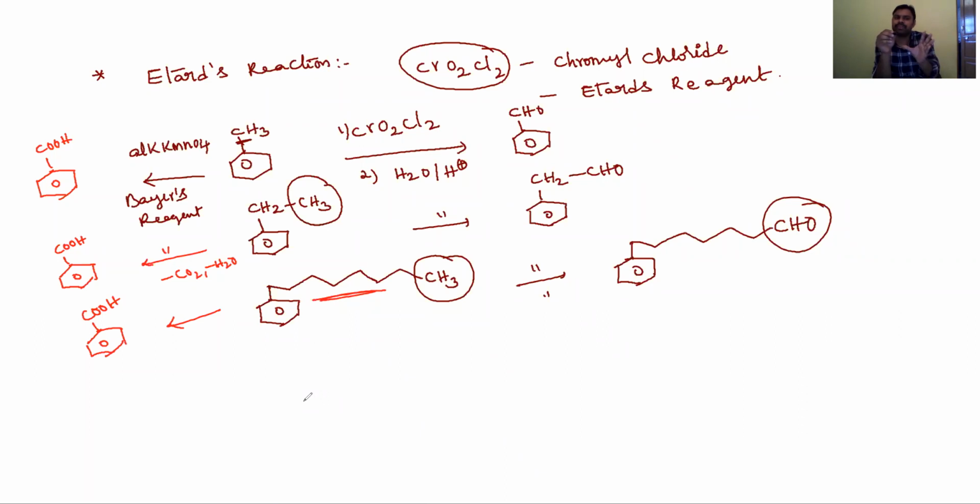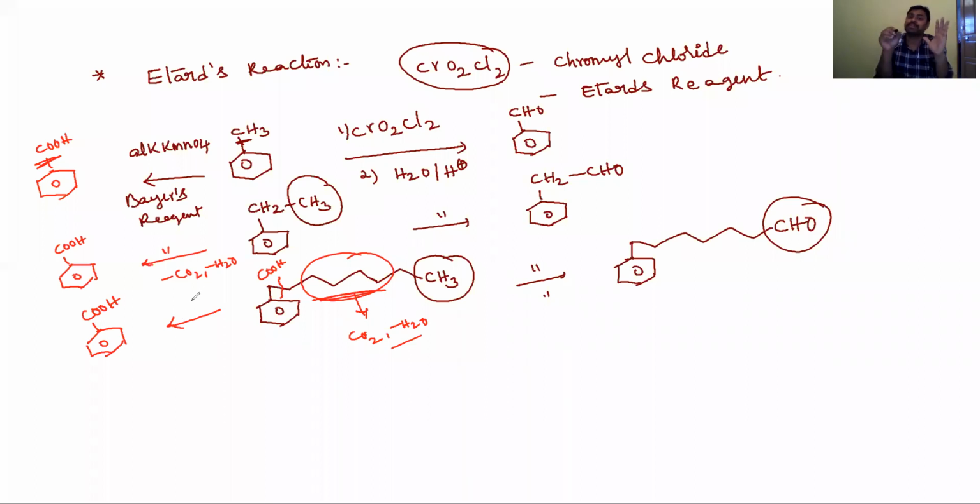But when alkaline KMnO4 is used, the alkyl group is completely oxidized. The terminal carbons are converted into carbon dioxide and water, and the one carbon attached to the benzene ring is converted into an acid functional group. The remaining carbons all become carbon dioxide and water with the oxidizing agent alkaline KMnO4, or Baeyer's reagent. It is very important.